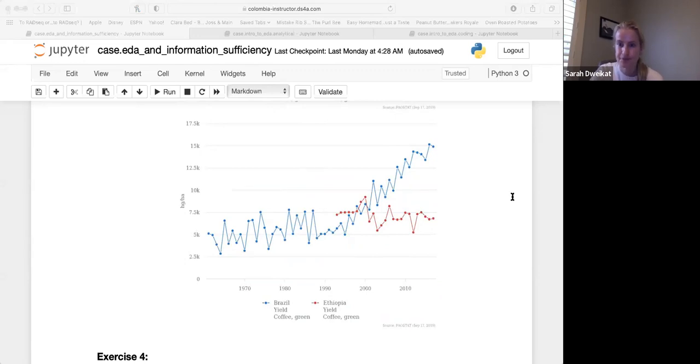Yeah, good answers in the live chat. Quite a few people are saying no, they're not really comparable. Similar yield, but different area of harvest. Yeah.